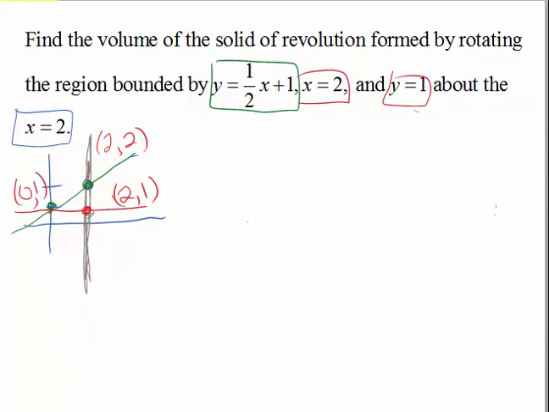So as we make a representative slice here, we can see that it looks like this, and we know when we're doing the washer method that the representative slice will always run perpendicular to the axis of revolution. So there it is, and I can see it has a little thickness in the y direction. It's a little dy. And so everything's going to be in terms of y. Our limits of integration are going to run from y equals 1 up to y equals 2, so from 1 to 2.